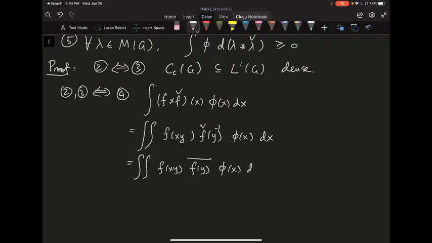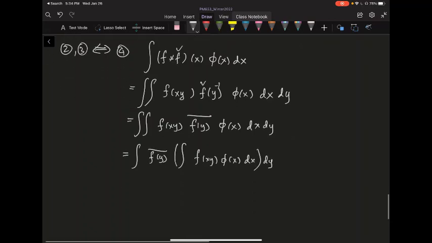I have a phi x, I should say dy here, so dx dy. And let's change the integral. So let's move the fy conjugate outside. I integrate the fxy phi x dx dy, and then I use the translation invariance. So I want to have an f of x instead of f of xy.